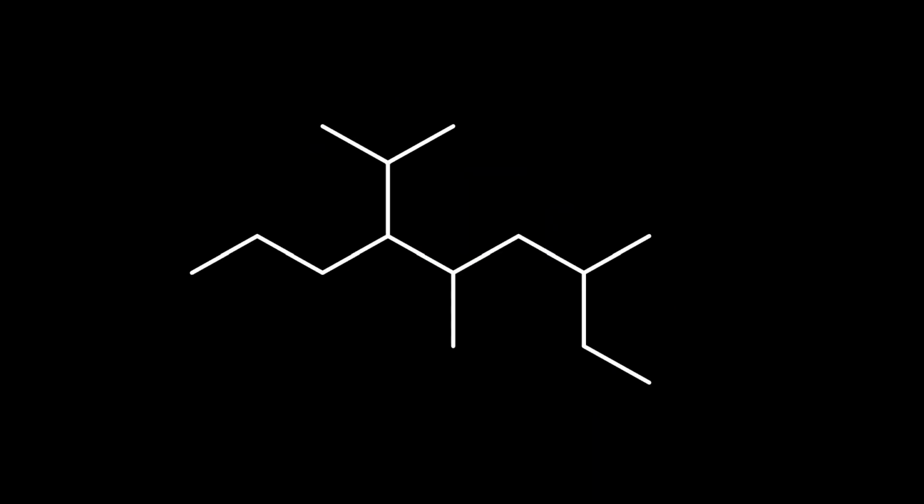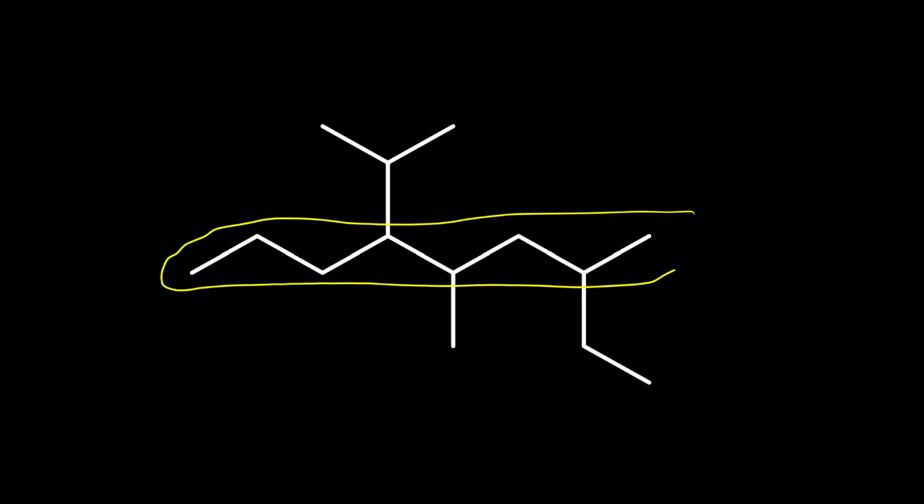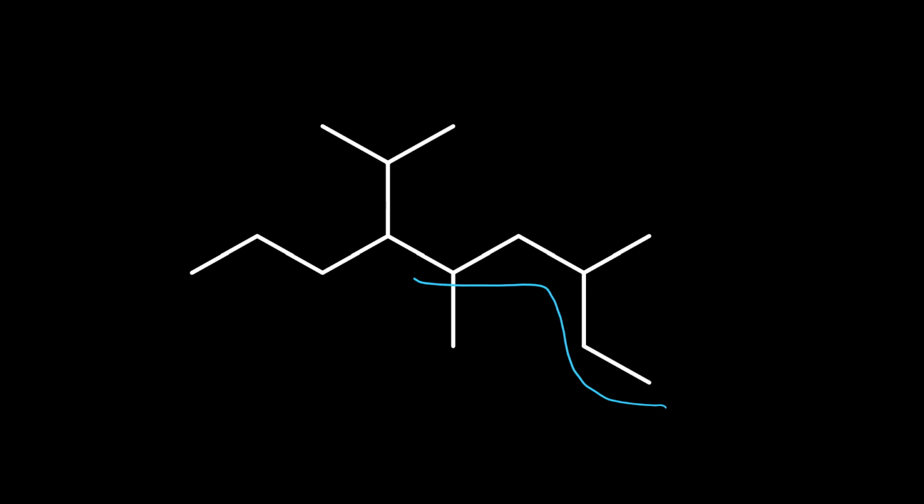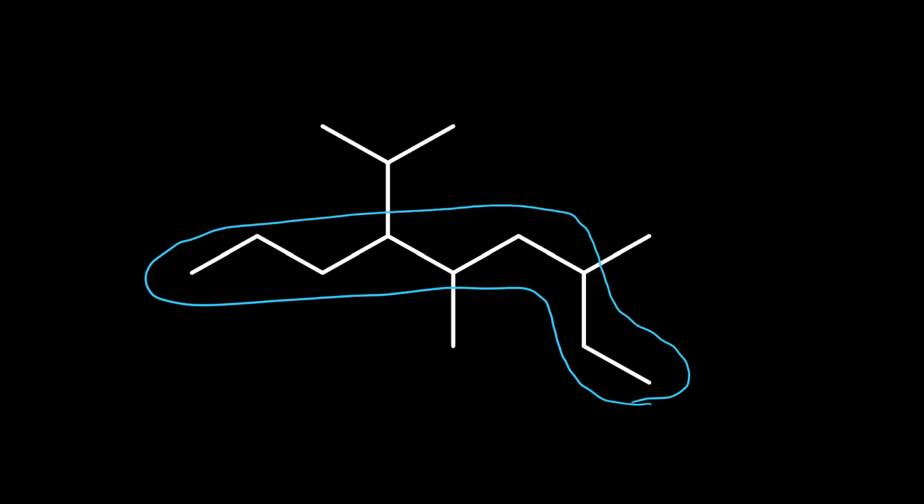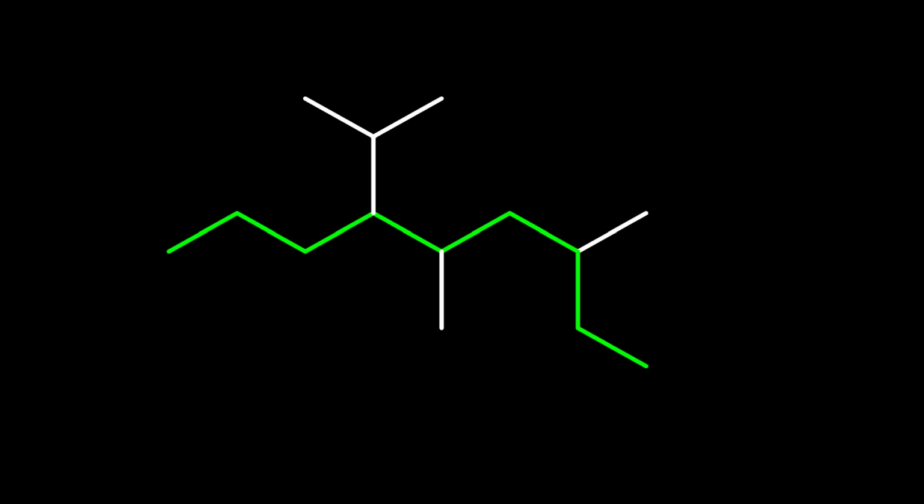Here is the next example. We need to identify the parent chain. This chain has 8 carbon. This chain also has 8 carbon. But this chain has 9 carbon. So this is our parent chain. Then let's write the name for this compound. From here, 1, 2, 3, and from here is 1, 2, 3, 4. So we have to start from the right side because we have a lower number for our substituent.